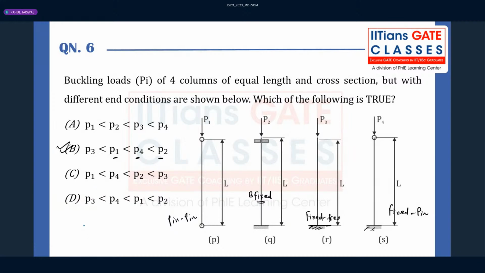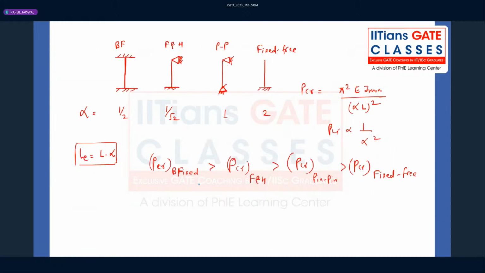Again, I am telling you, try to remember the manner in which I am saying it. First, write fixed, pin, pin, fixed free. There is no rule to remember, but I'm saying it because you try to remember alpha in this: it is increasing, 1 upon 2, 1 upon root 2, 1, 2. And sometimes in some examinations they ask what is alpha. So we used to write the length fixity coefficient.